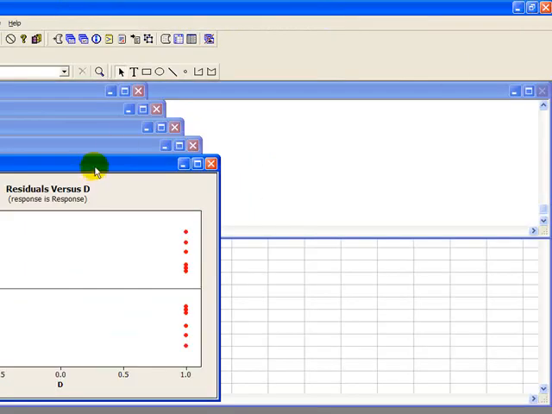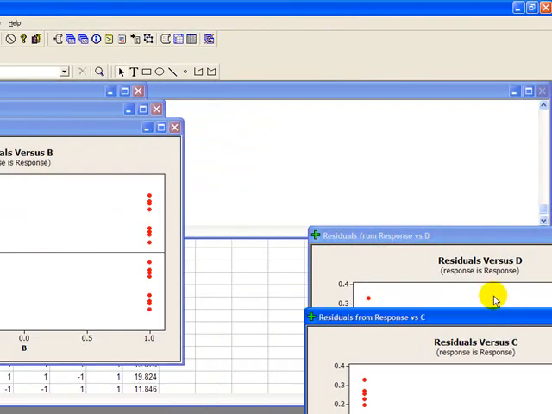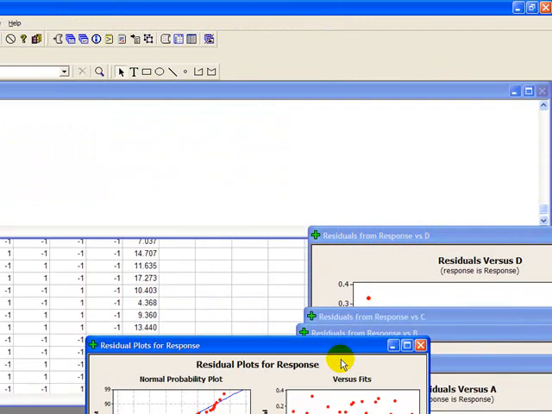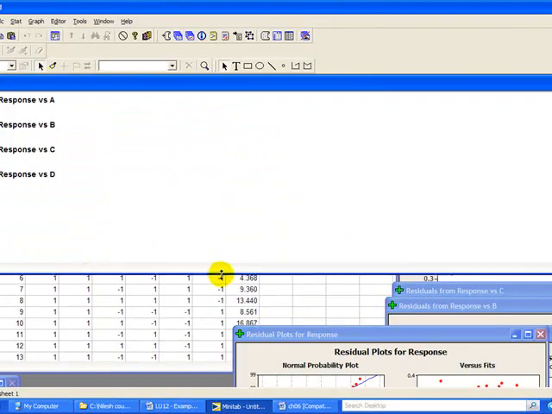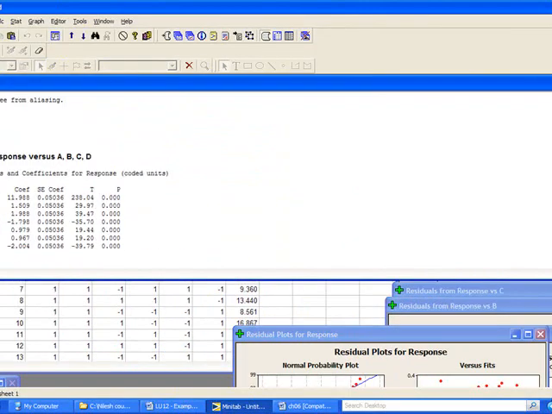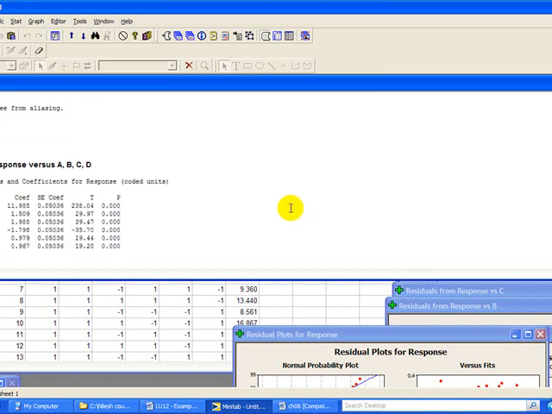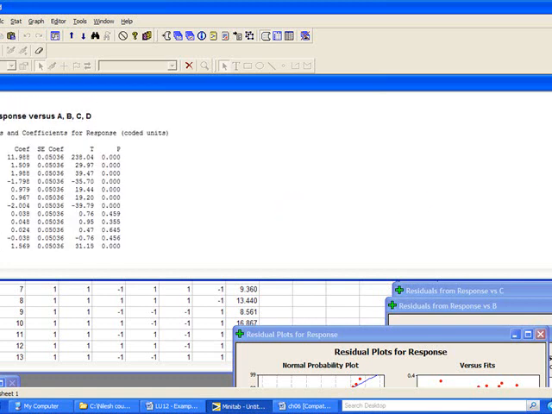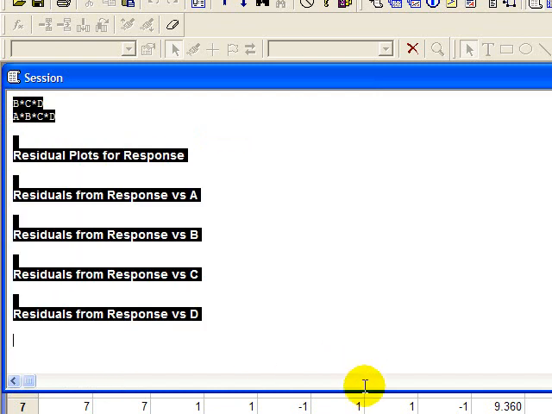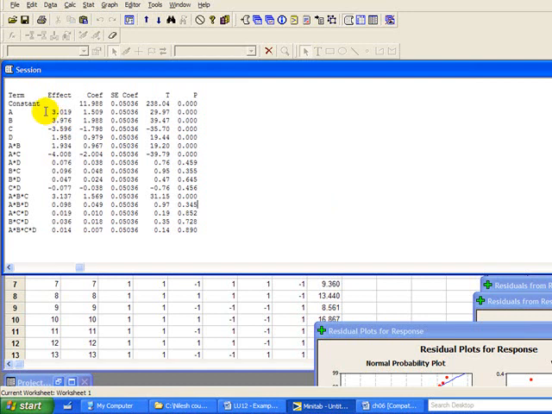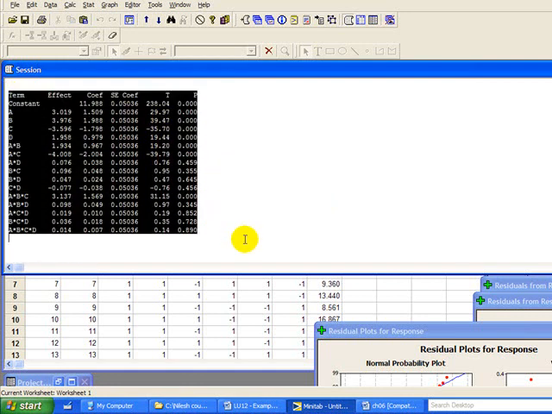Okay, so I have all the graphs and I have all the relevant information. So let's first look at the ANOVA table that we get. This is the table that we should be looking at. You can see here this table.